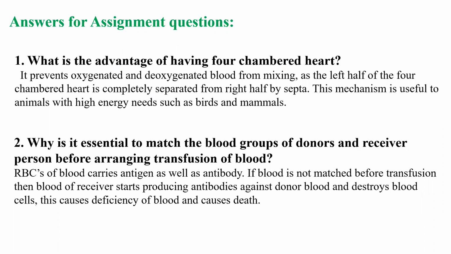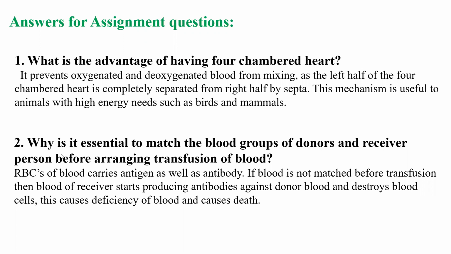First question, what is the advantage of having a four-chambered heart? It prevents oxygenated and deoxygenated blood from mixing, as the left half of the four-chambered heart is completely separated from the right half by septa. This mechanism is useful to animals with high energy needs such as birds and mammals.